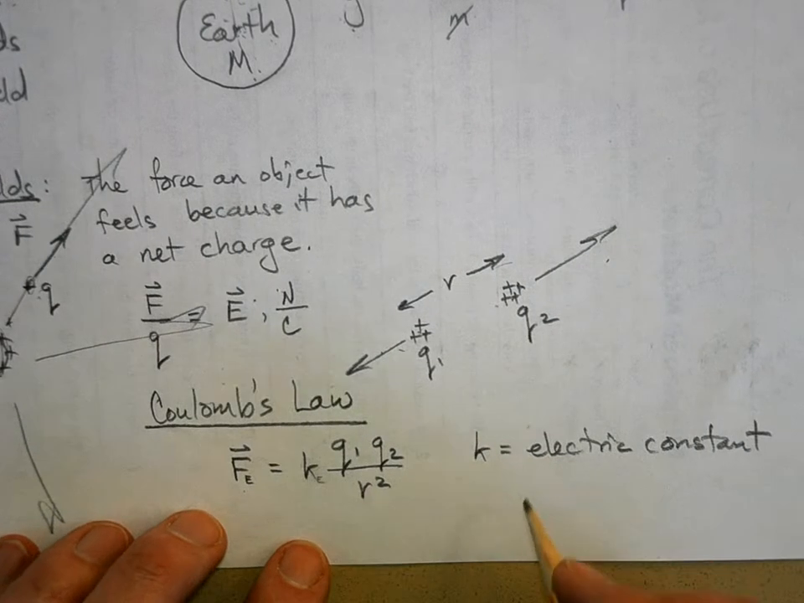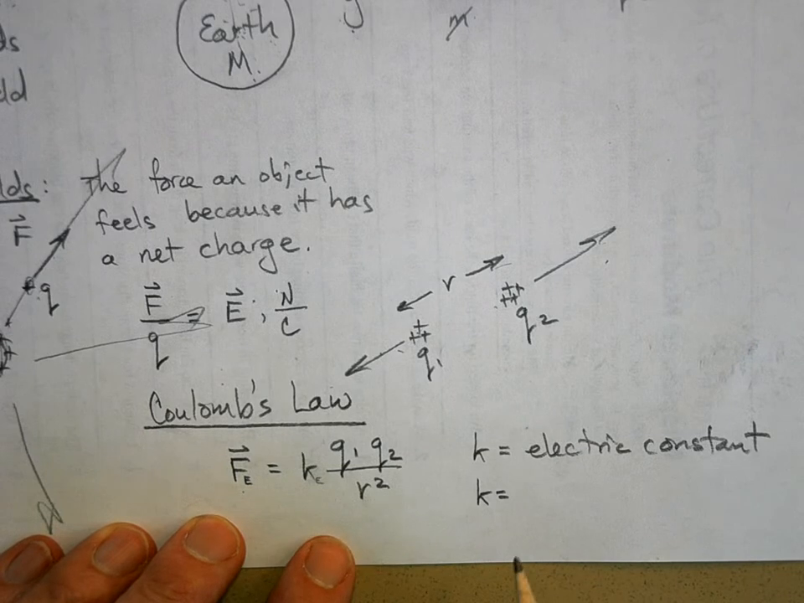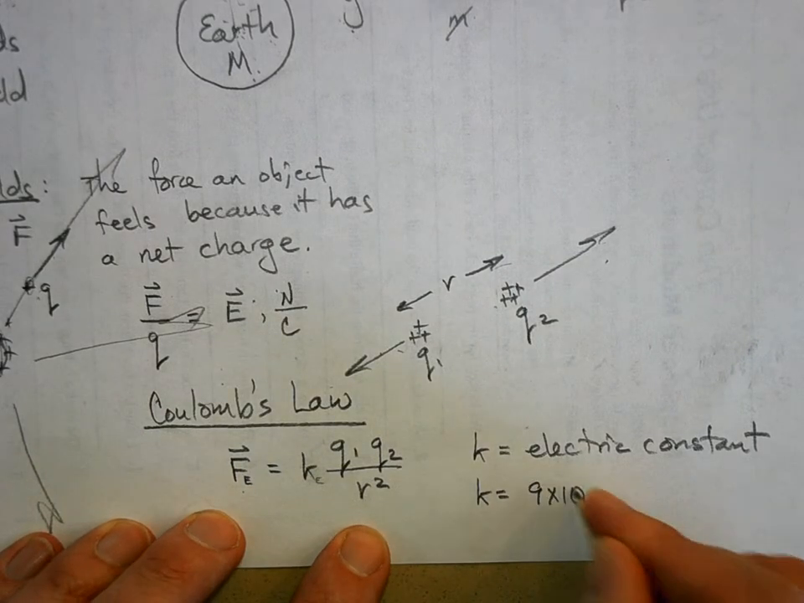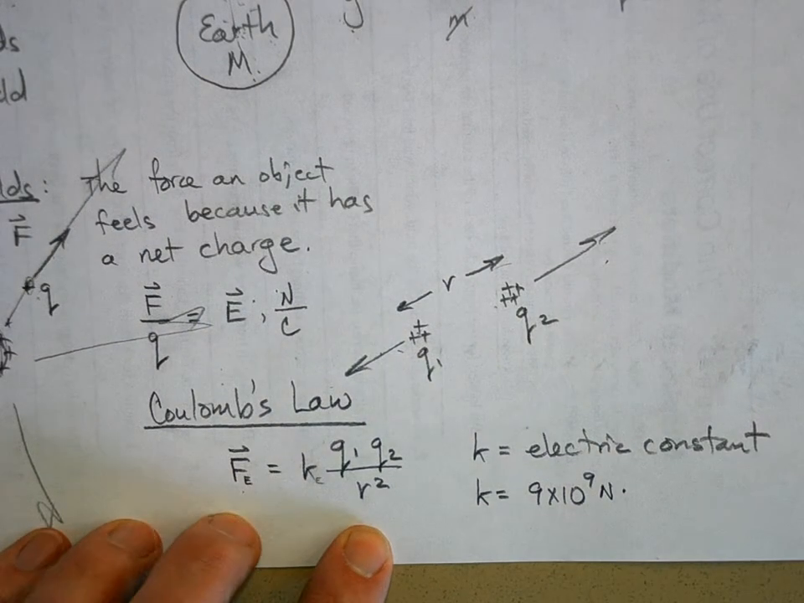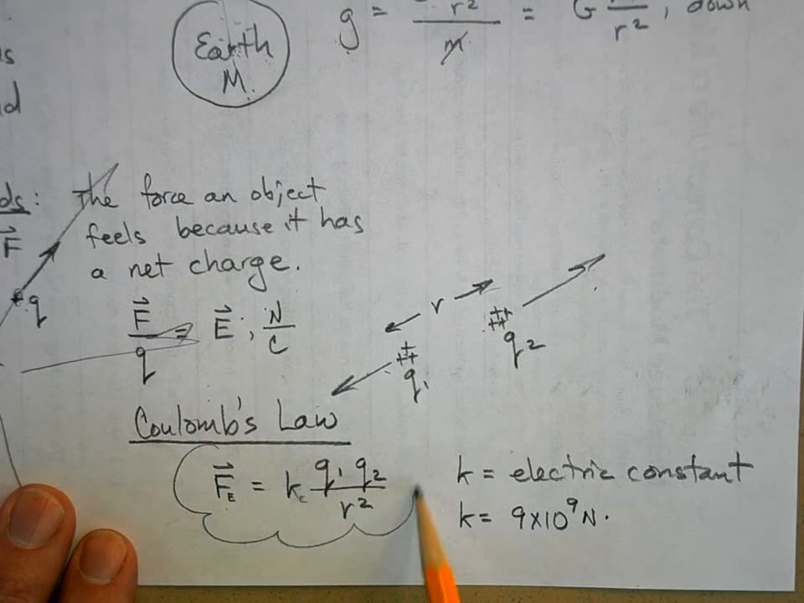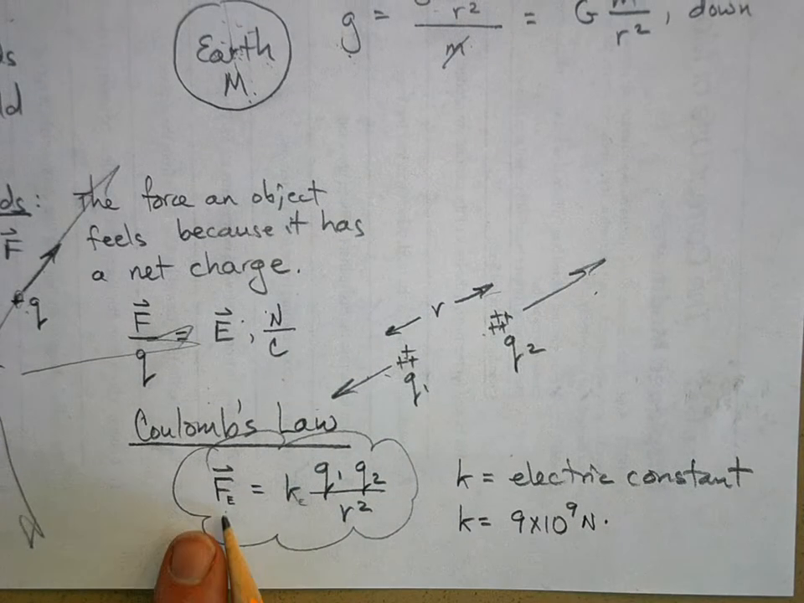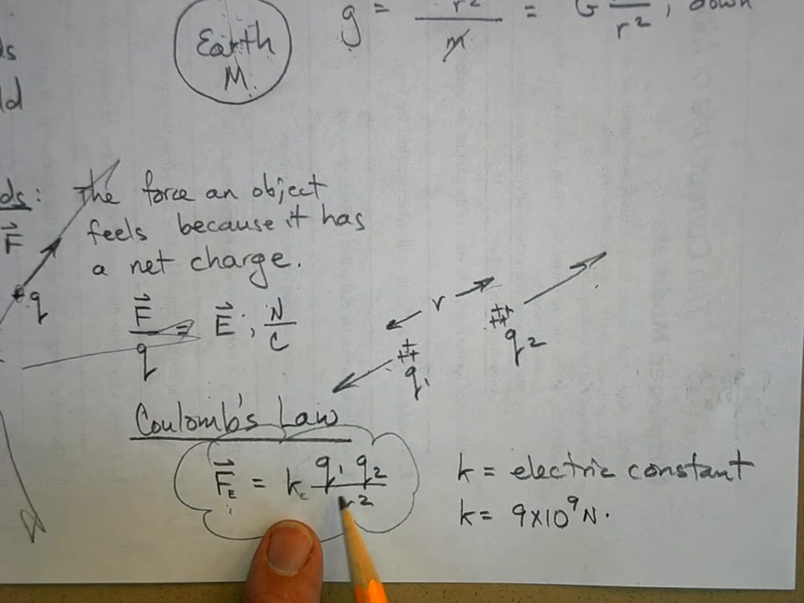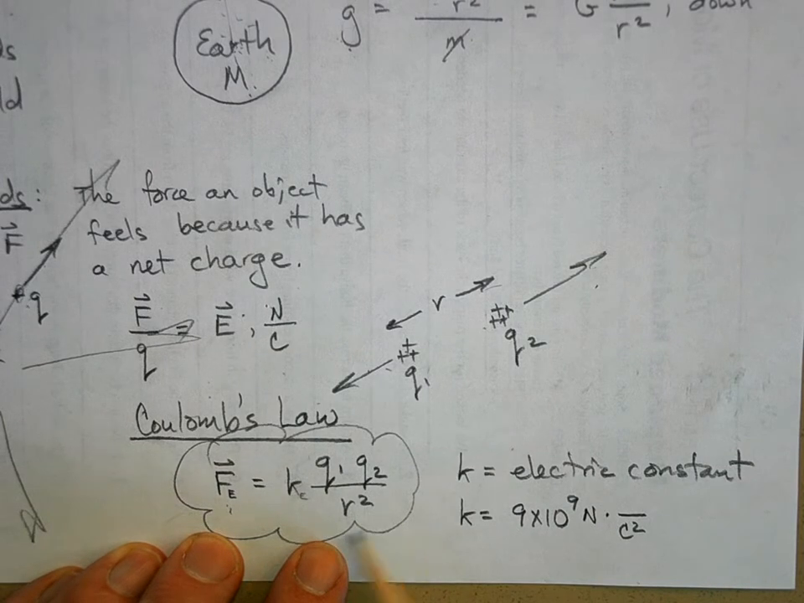Because let me show you how big this is. This is a big number. The electric constant is equal to 9 times 10 to the 9 newtons of force. Now, what are the units going to be? I mean, this is Coulomb's Law right here. I want to end up with newtons. Now, what do I got to cancel out? I got Coulomb squared on the top, so I'm going to put Coulomb squared on the bottom. I got meter squared on the bottom, so I have to have meter squared on the top. So it's newton meter squared per Coulomb squared.